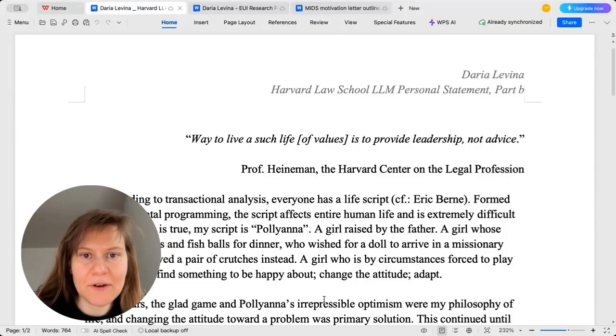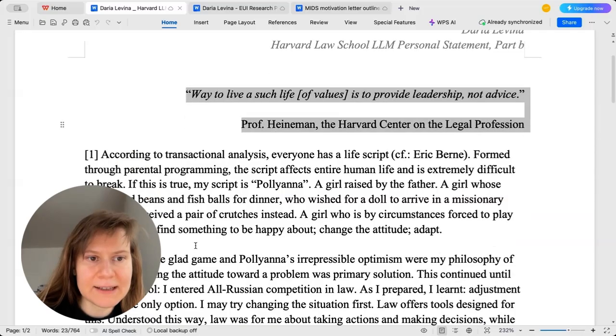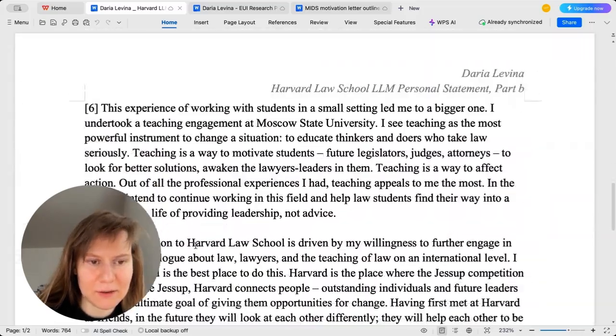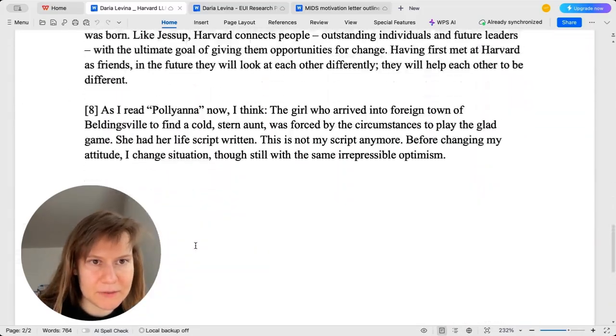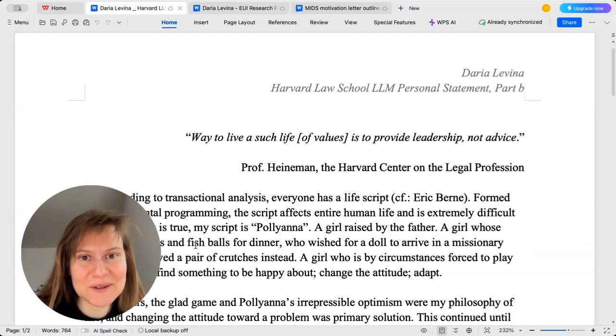Let's dive in. First of all, a few comments about the essay. As you can see, it has a quote in the very beginning of the essay, and then it has 8 paragraphs in total. About the quote, I think it's better to just not use a quote at all because it's very hard to pull off.